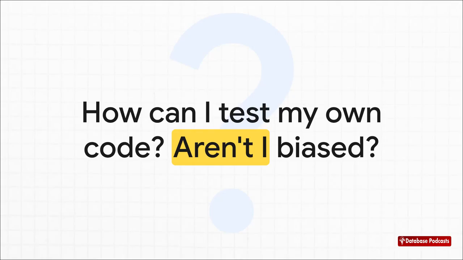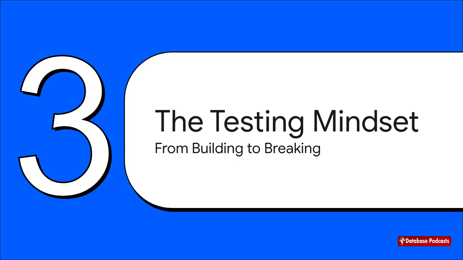Okay, but that leads to a really tricky question, doesn't it? If I wrote the code, how can I possibly be the right person to test it? I'm biased. My entire goal was to make it work. My brain is literally wired to prove it's awesome, not to find all the ways it's broken. It just feels like a huge conflict of interest. And you know what? That's 100% right. It is a conflict. To do this effectively, you have to completely shift your perspective. You have to learn to switch from your builder hat to your breaker hat. It's all about adopting the testing mindset.